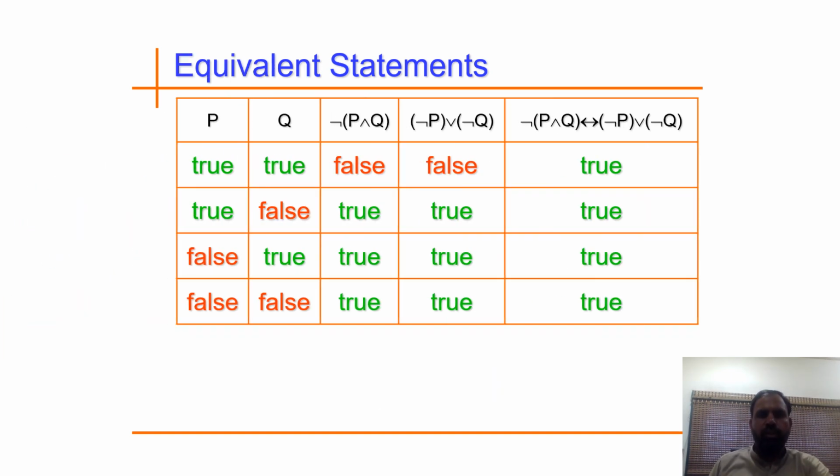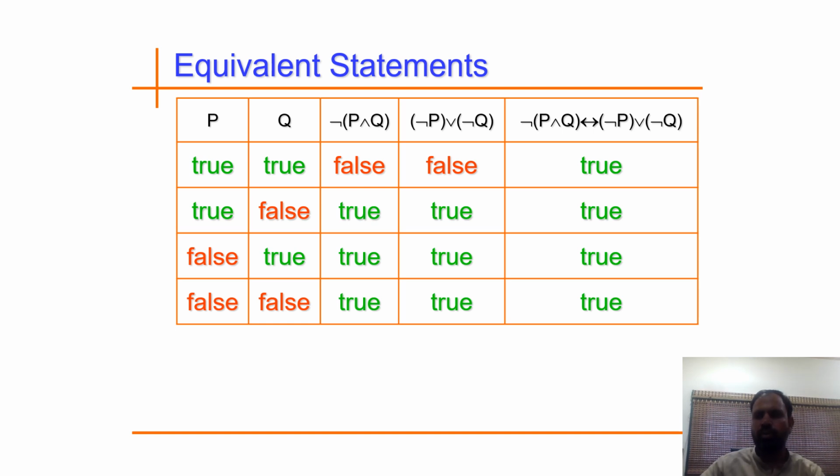Equivalent statements: let us discuss the truth table of this. These are the values of P, these are Q. We want the negation of P and Q. First we make the combination P and Q, then the negation. If P and Q are both true, then P and Q will be true.